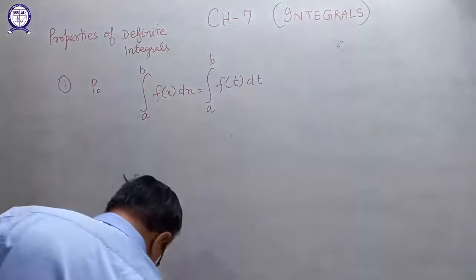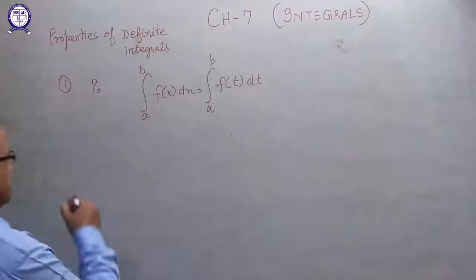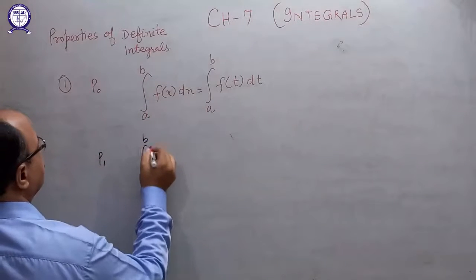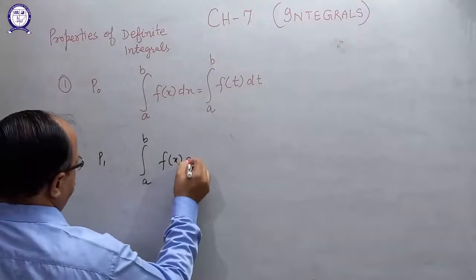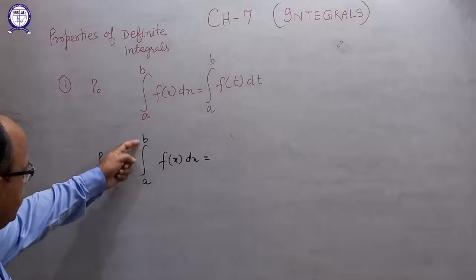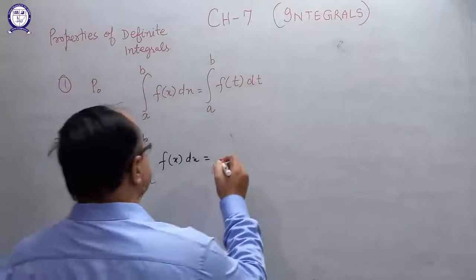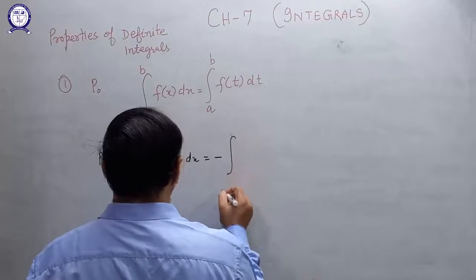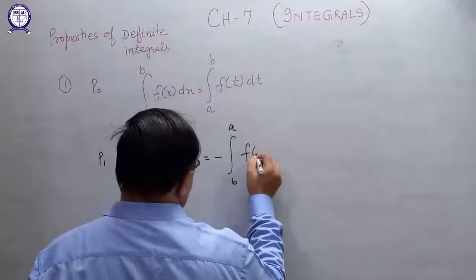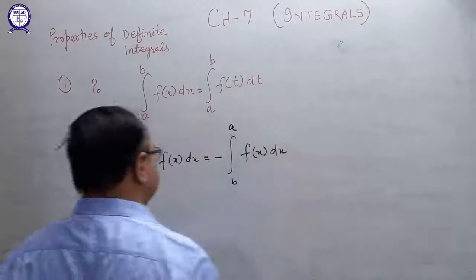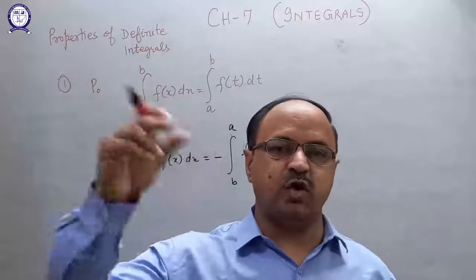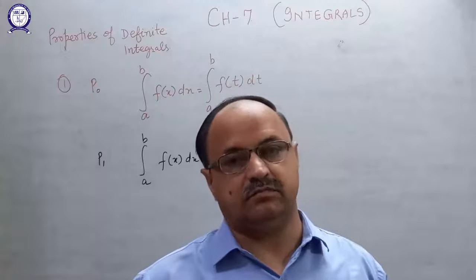And the second property, that is property number P1: integration a to b f of x dx. You can change the limits, upper limit to lower limit and lower limit to upper limit, just with a minus sign before the integration. When you change the limit from upper to lower and lower to upper, the minus sign will come.